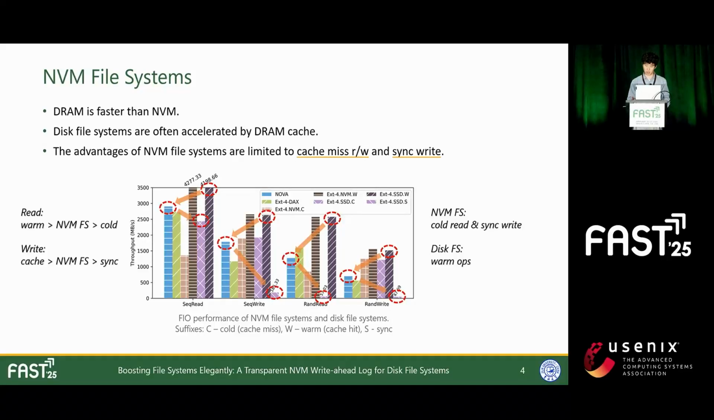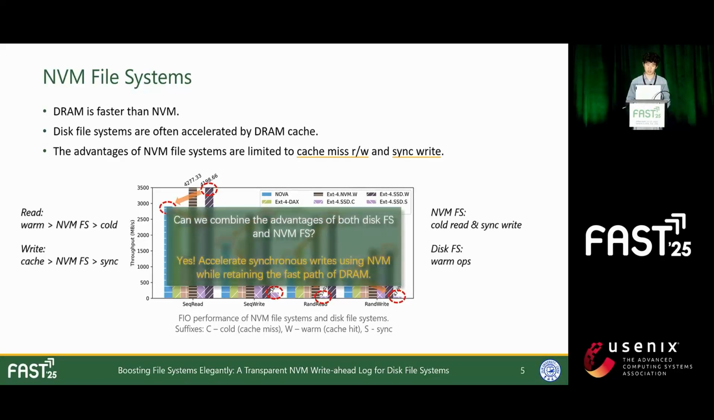For write operations, the disk-FS with DRAM cache performs better than NVM-FS, while the NVM-FS performs better than disk-FS when there are synchronous writes. So to summarize, the advantages of NVM-FS are limited to, first, read operations when the cache is cold, and second, synchronous write operations. For other operations that can be accelerated by a DRAM cache, disk-FS offers better performance.